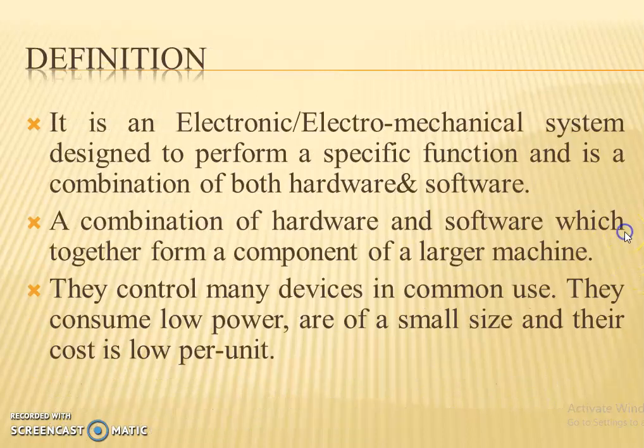Next, we will see the definition of embedded system. An embedded system is an electronic or electromechanical system designed to perform a specific function, and it's a combination of both hardware and software. The combination of hardware and software together forms a component of a larger machine. The main advantage of embedded system is that it consumes low power, it is small in size, and the cost is very low.